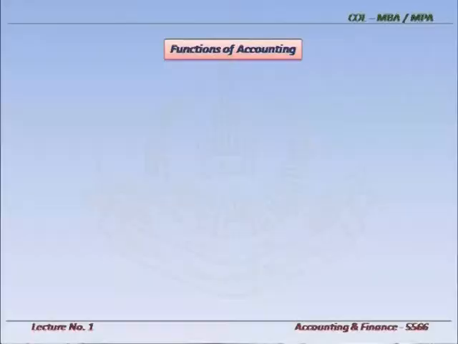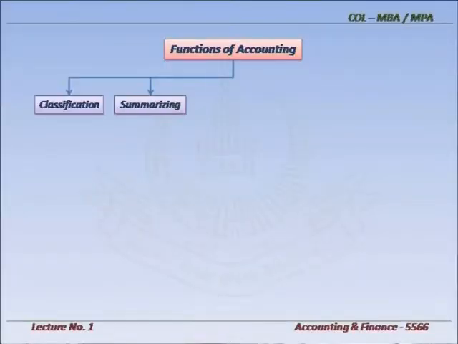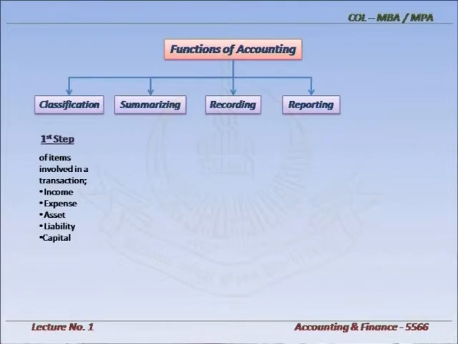Now we have an overview of the functions of accounting, or you can say these are the steps to be adopted to process a financial transaction for accounting purposes. There are four functions or steps of accounting as indicated by its definition, and these are classification, summarizing, recording, and reporting. Classification is the first step. In this step, we classify the items involved in a transaction into income, expense, assets, liabilities, or capital. It is important to remember here that the classification of an item is dependent on the nature of the item for that particular business.